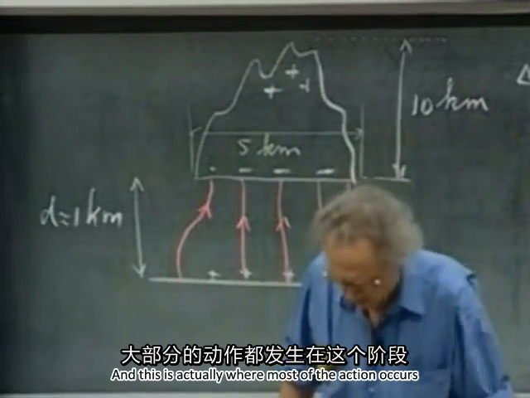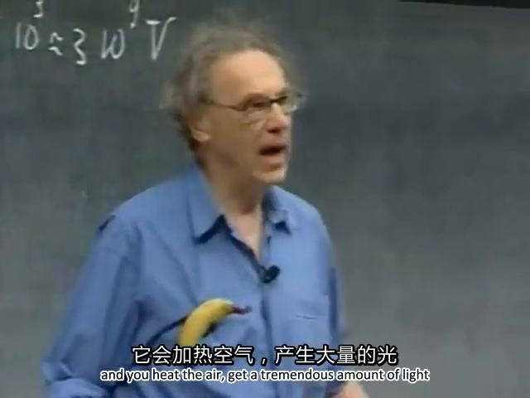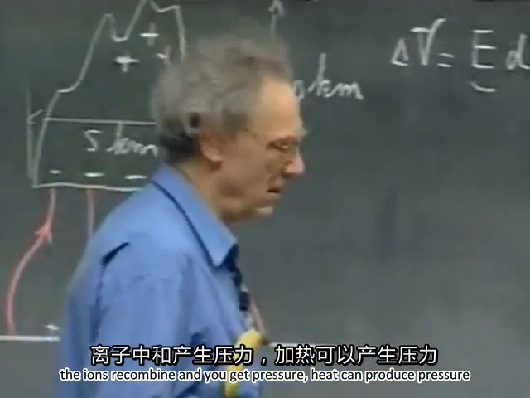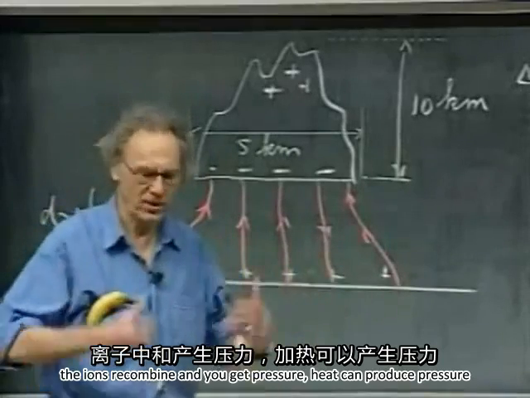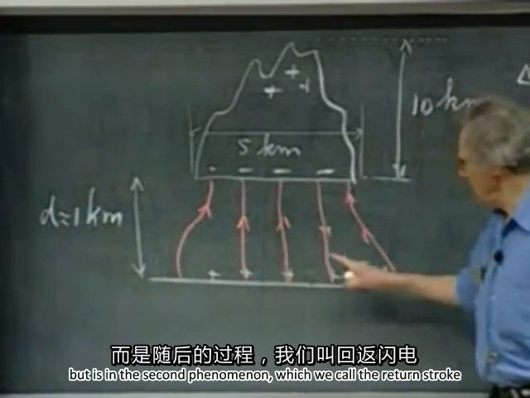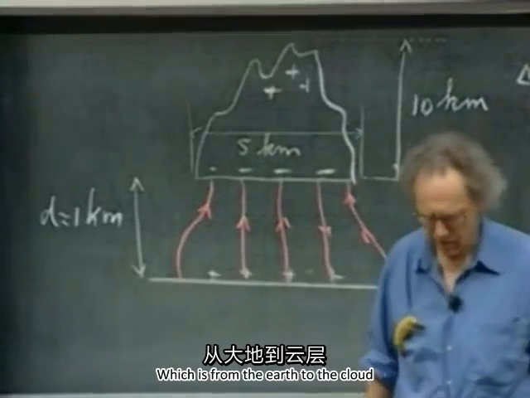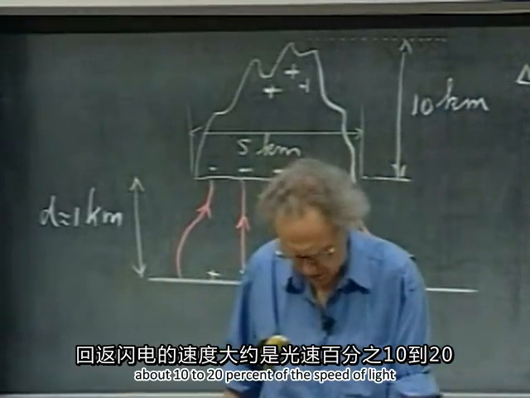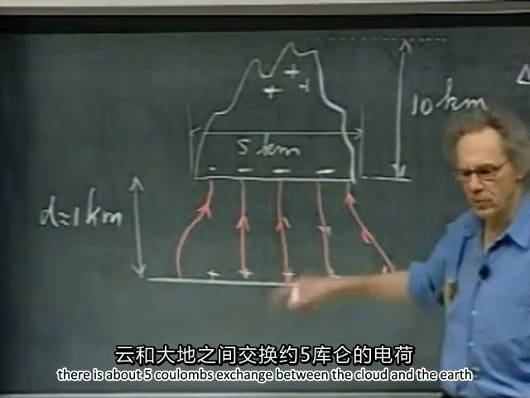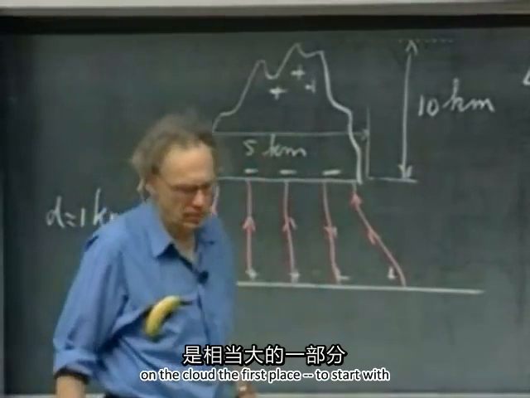And this is actually where most of the action occurs. The current is now enormously high, 10,000 to some 100,000 amperes, and you heat the air, you get a tremendous amount of light, the ions recombine, and you get pressure, heat produces pressure, and there comes your thunder. And so most of the action is not in the step leader, but is in this second phenomenon which we call the return stroke, which is from the Earth to the cloud. And the speed of that return stroke is about 10 to 20% of the speed of light. During the return stroke, there is about 5 Coulomb exchange between the cloud and the Earth, and 5 Coulomb is a sizable fraction of the total charge that was on the cloud to start with.